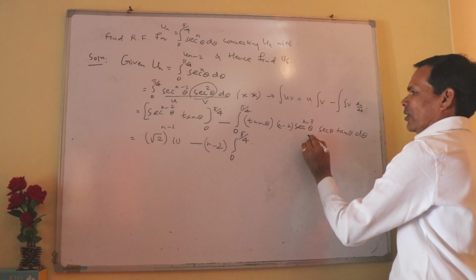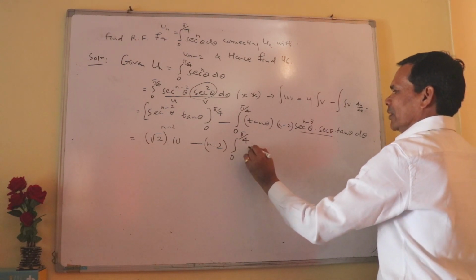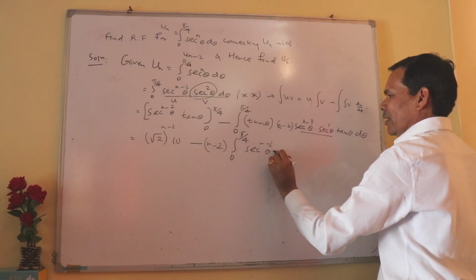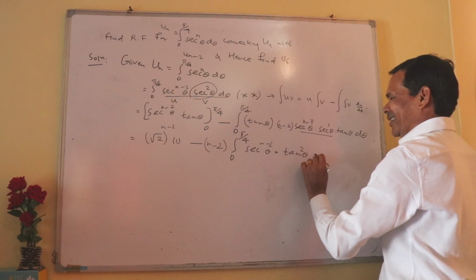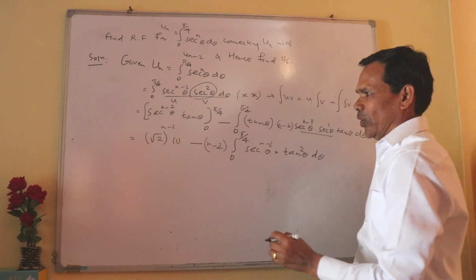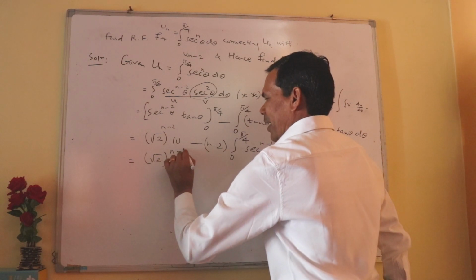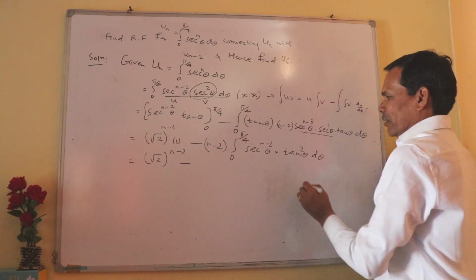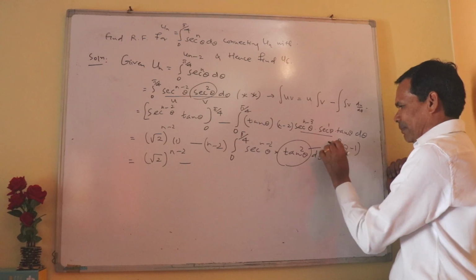Now see what is happening here. This is tan square, and this one is sec raised to n minus 2 theta into tan square theta d theta. Now tan square I have to replace with sec square theta minus 1. So this is equal to root 2 bracket raised to n minus 2, minus this one, I replace by sec square theta minus 1 and simplify.